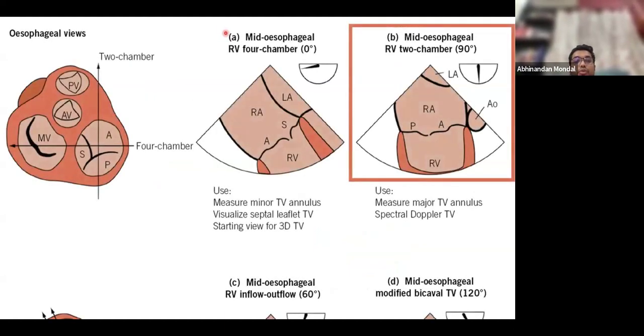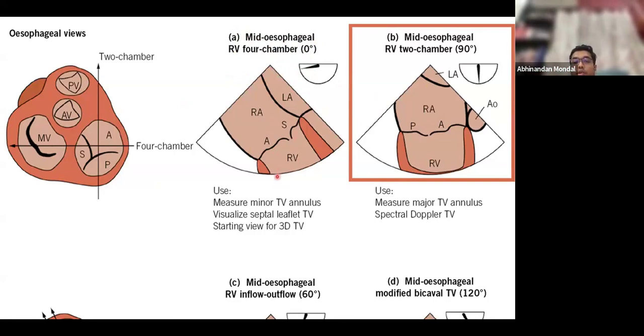So what are the views that we examine in case of your tricuspid valve? The first view will be your mid-esophageal RV 4-chamber view. Don't get intimidated. It is just a mid-esophageal 4-chamber view, and you have to just rotate towards the right, and you are focusing only on your tricuspid valve. So this is a mid-esophageal 4-chamber view focusing on RV.